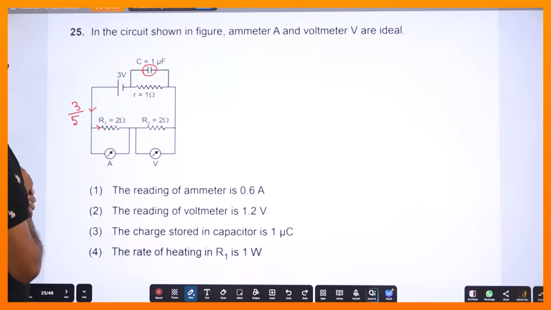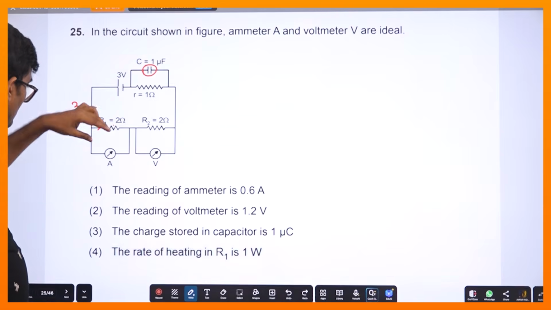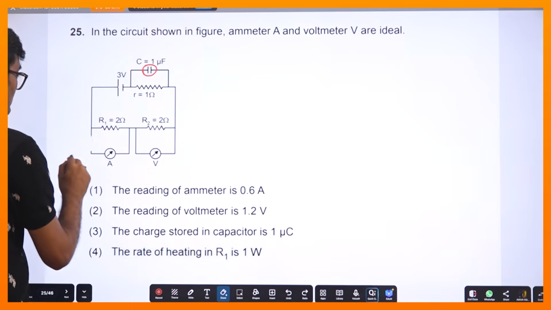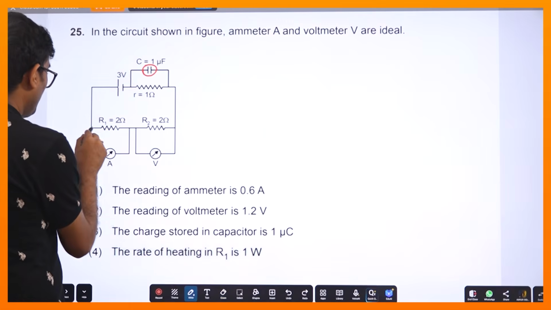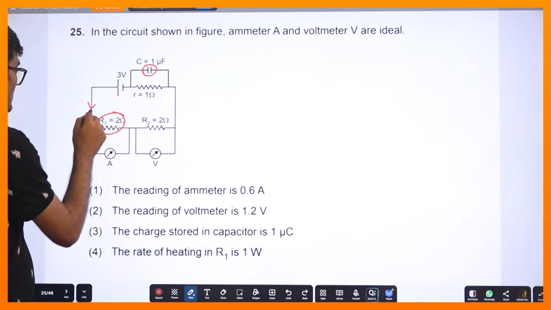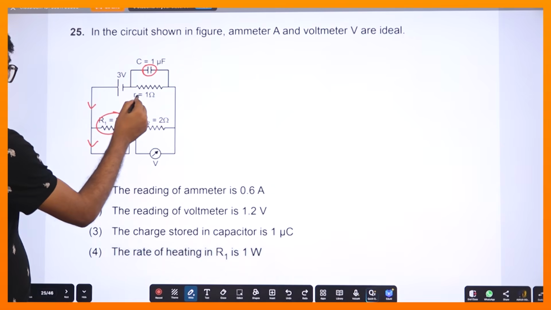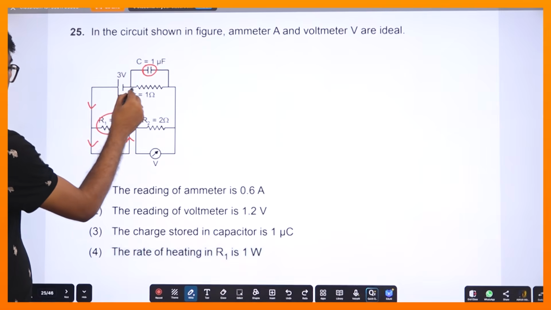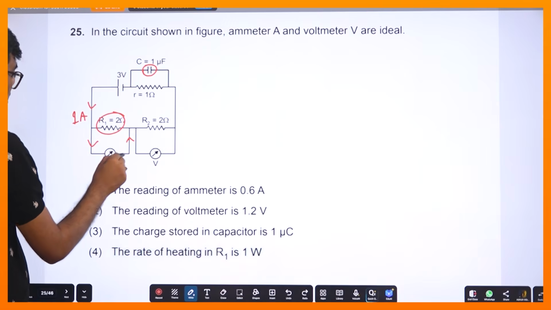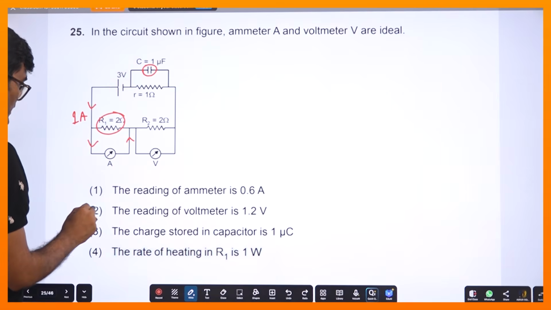Now you have to understand one thing. Here the ammeter is connected in parallel. If I connect the ammeter in parallel, then the current will not flow in this resistance. Ammeter has a very small resistance, so the current will directly flow here. So the current is equal to 3 by 3, 1 ampere current, right? The current is 1 ampere.